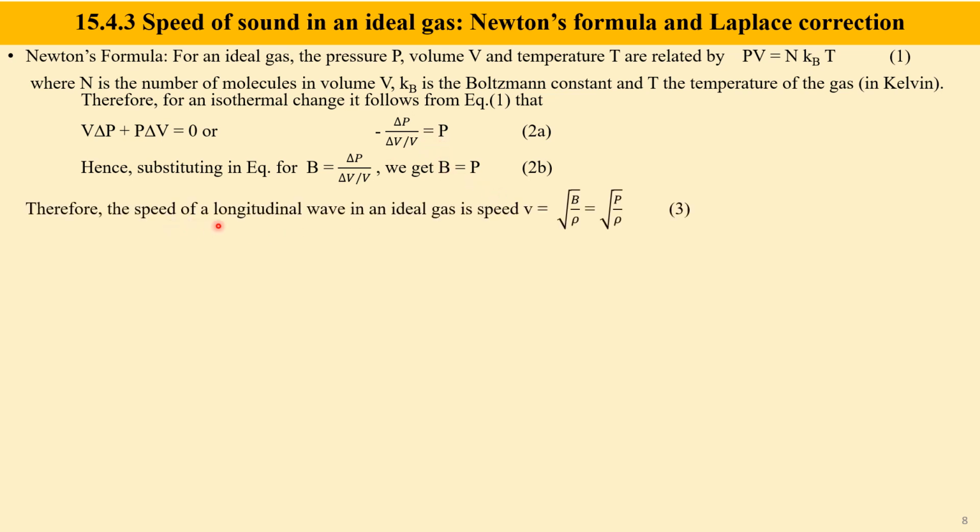Therefore, the speed of longitudinal wave in an ideal gas can be written as V is equal to square root of B by rho. This also we have studied in the previous slide. So, the speed of longitudinal wave in an ideal gas, which was square root of B by rho, can also be written as V is equal to square root of capital P divided by rho, where rho is the mass density. Let it be equation 3. This relation is known as Newton's formula.